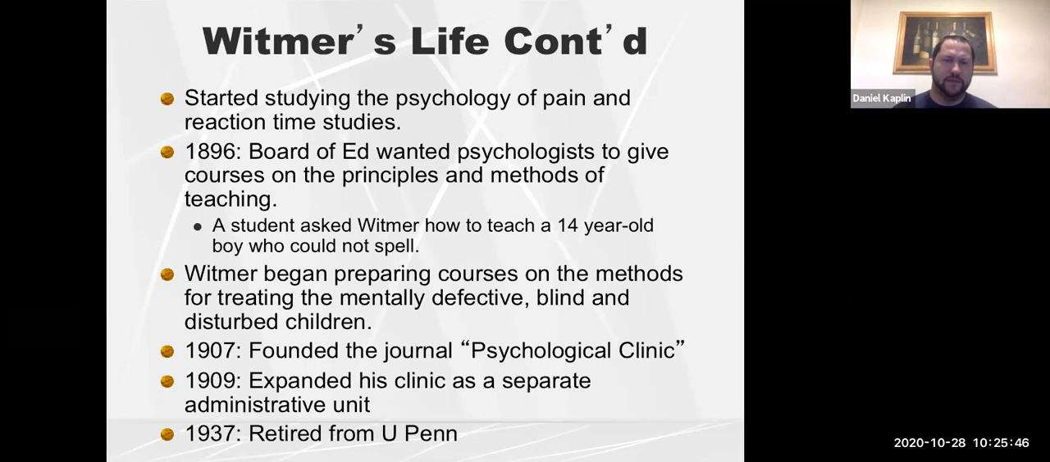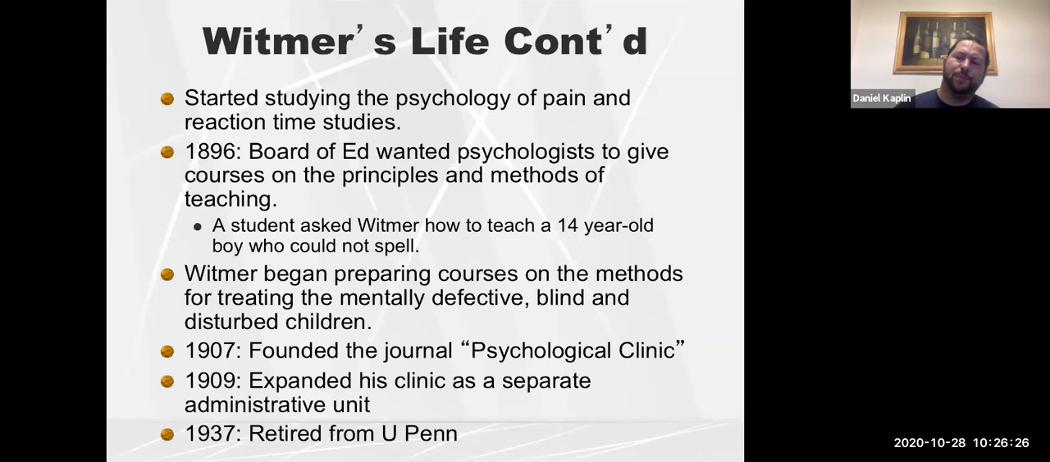One of the individuals in the lecture says, well, how would you teach a 40-year-old boy who couldn't spell? And off to the races we go. So, as a function of talking to the Board of Ed and giving these lectures on how to teach people with special needs, Whitmer starts to prepare courses on working with, at that time, what was called the mentally defective, or people with low IQ, intellectual disabilities, people who were blind and people who had psychological disturbances, right?